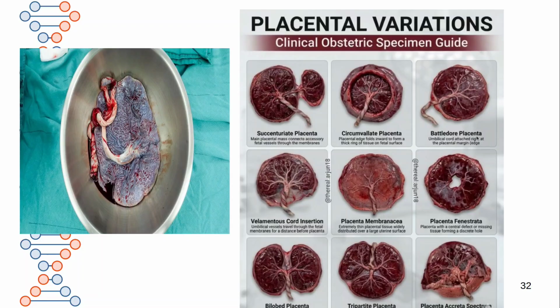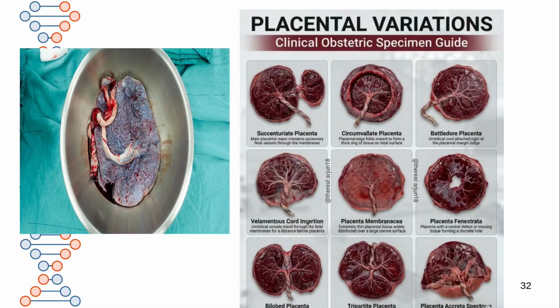Third type is battledore placenta. In battledore placenta, the umbilical cord is attached right at the placental margin. Usually, if you see the real picture, the umbilical cord is attached at the center of the placenta. But here in battledore placenta, the umbilical cord is attached to one corner, to one edge of the placenta. That is called battledore placenta.